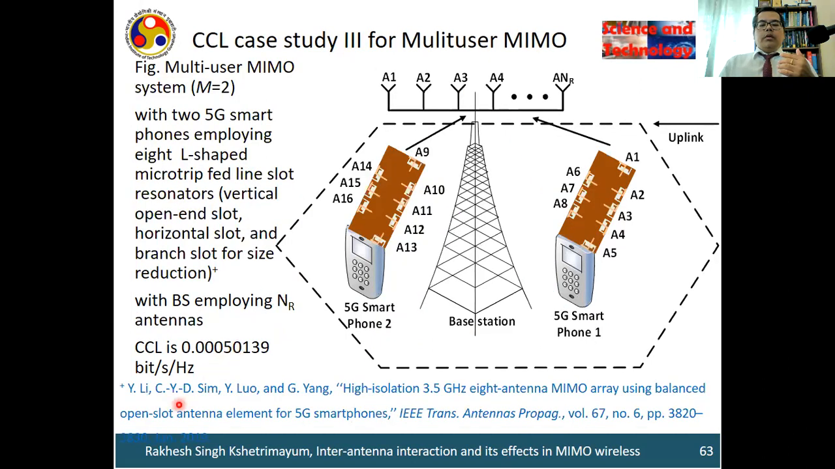Similarly, look at one of the recent papers published in IEEE Transactions on Antennas and Propagation. The good thing about this antenna is that it has 8 elements. So on a 5G mobile phone, they have fitted an 8-element antenna array. And we want to see how much is the channel capacity loss due to this 8-element MIMO antenna on a 5G smartphone in a multi-user scenario. The channel capacity loss is 0.0050139, which is very less. So this kind of antenna is a very efficient antenna design. And you may be surprised, in a 5G smartphone, we can fit in 8 antennas and it's performing very well.